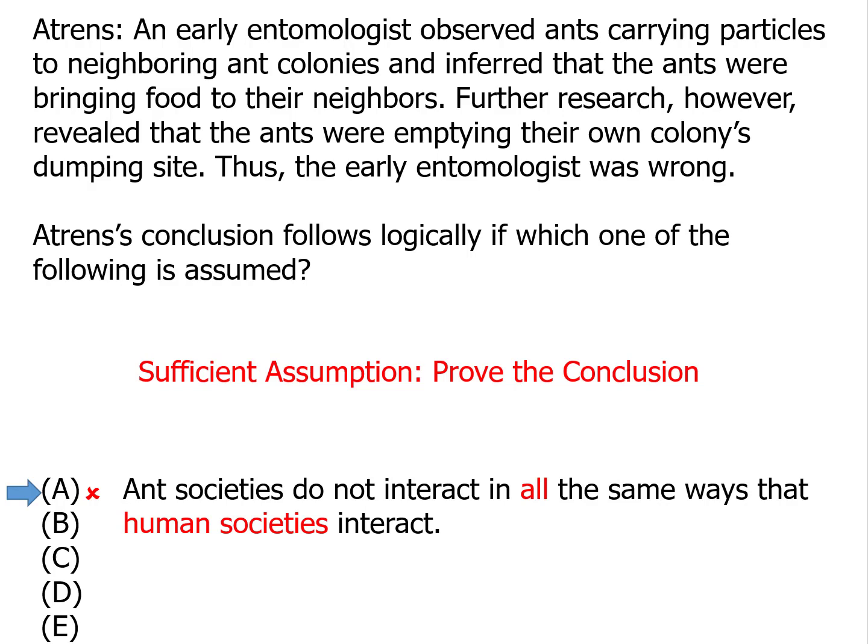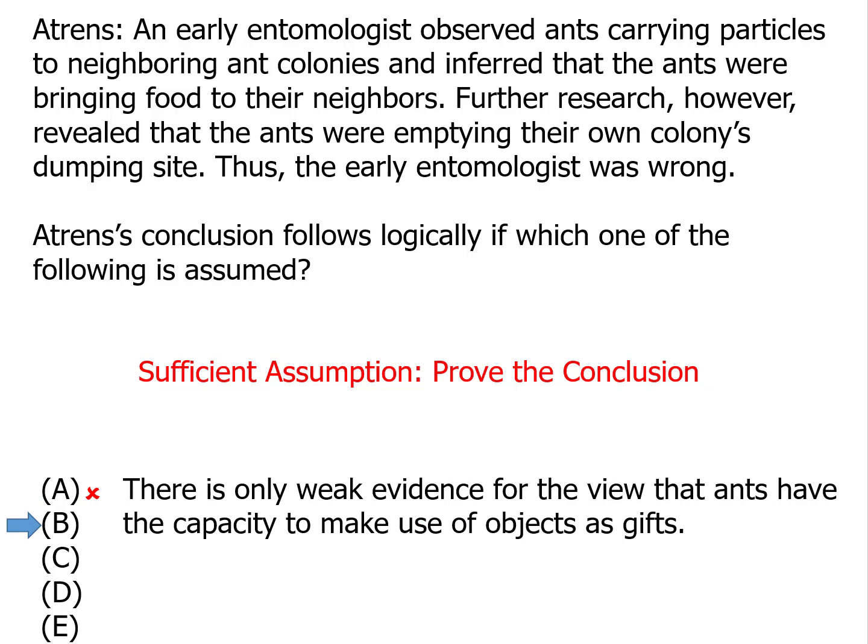Go to answer choice B. B tells us that there is only weak evidence for the view that ants have the capacity to make use of objects as gifts. Weak evidence isn't no evidence. So it's still possible for our early entomologist to be right, if it turns out that the weak evidence is right. So B is not our answer.